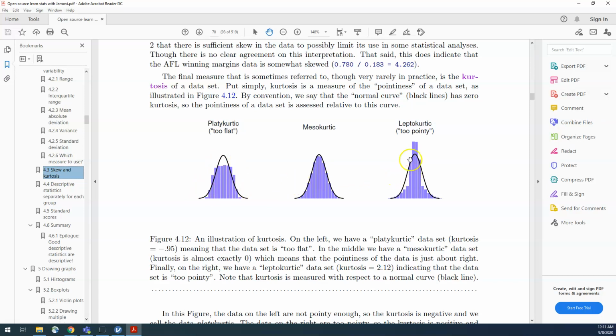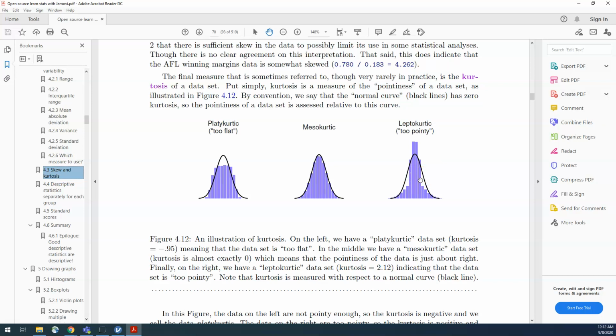A leptokurtic distribution, as you read in the text, is kind of too pointy. You can remember these two terms, platykurtic and leptokurtic, because plat sounds like flat, so platykurtic is kind of like flatokurtic. It's too flat, not pointy enough. Leptokurtic is like it's leaping up in the air. It's jumping up too high, so it's leaping, leptokurtic. That will help you remember which is which.